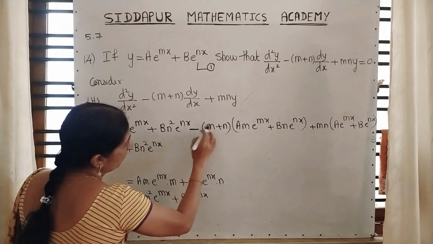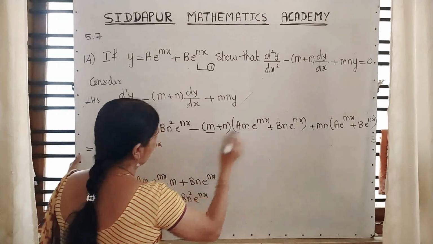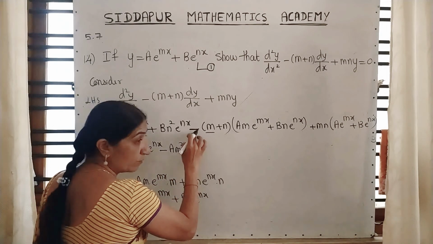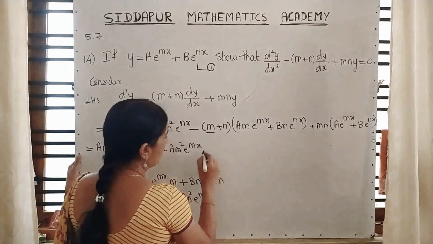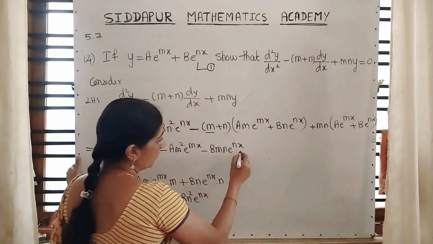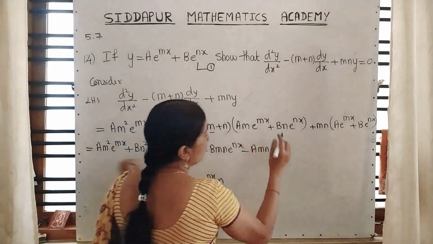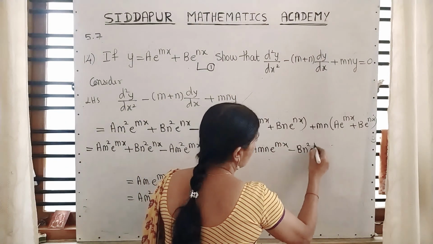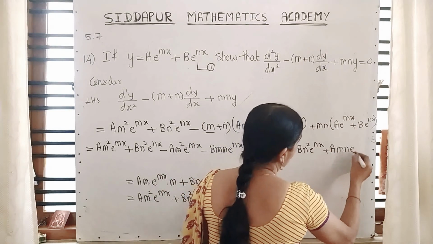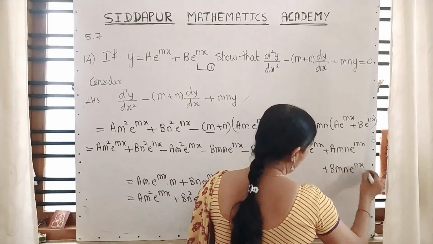Here outside I took minus and this multiplication same time. See, first m into these two terms: minus am square e raised to mx. This minus also I multiply. m into this: minus bmn e raised to nx. Then with n: minus amn e raised to mx, minus bn square e raised to nx. Like that multiply this. amn e raised to mx plus bmn e raised to nx.